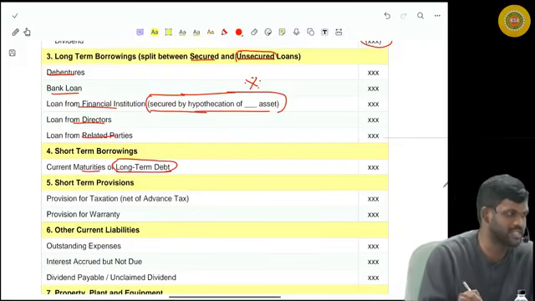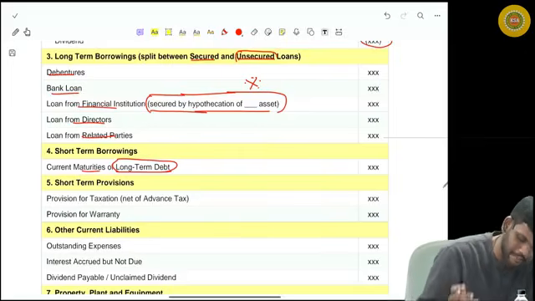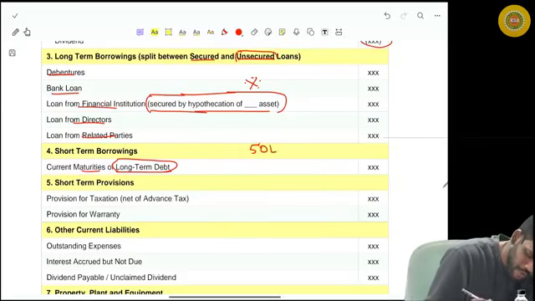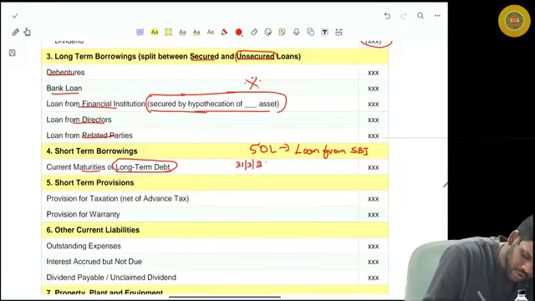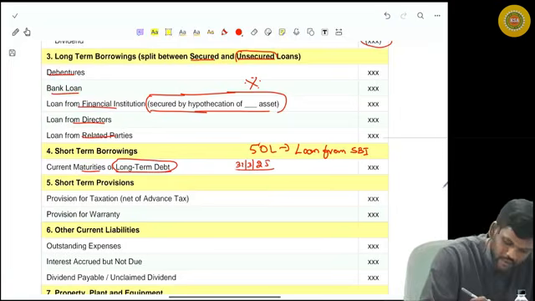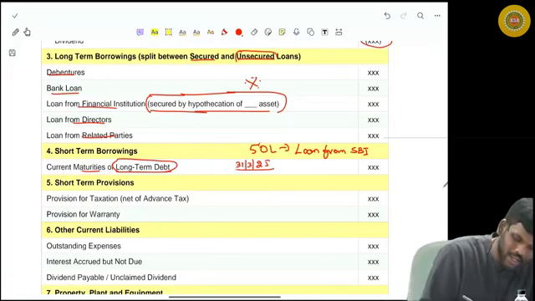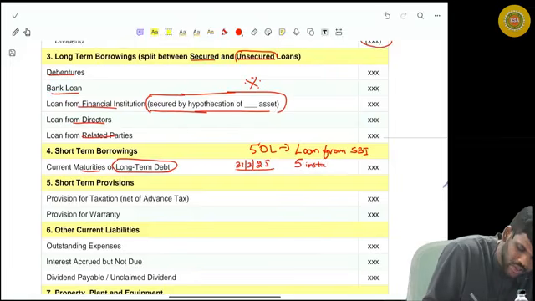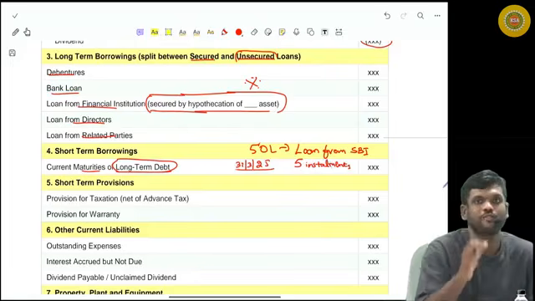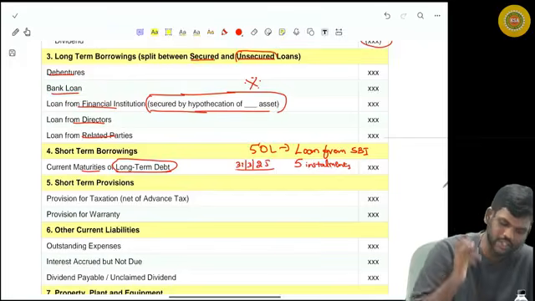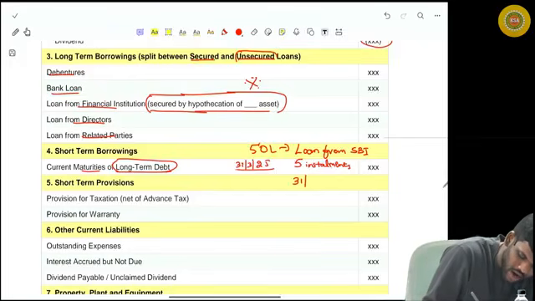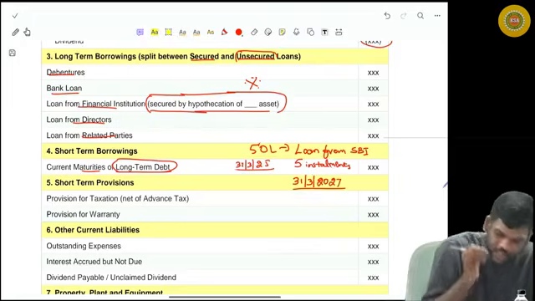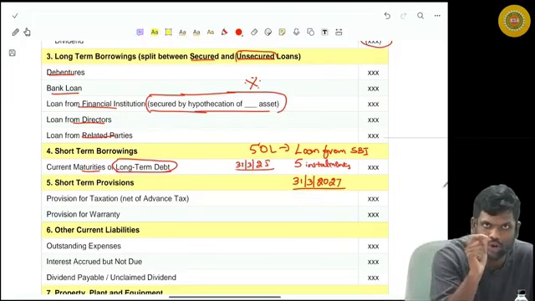Let me explain to you what is this current maturities of long-term debt with an example. Okay, assume you have borrowed a 50 lakhs loan from SBI. Okay, assume you have borrowed on 31st March 2025. And this 50 lakhs loan, you are required to pay in 5 installments, of 10 lakhs each. The first installment will start from 31st March 2027.